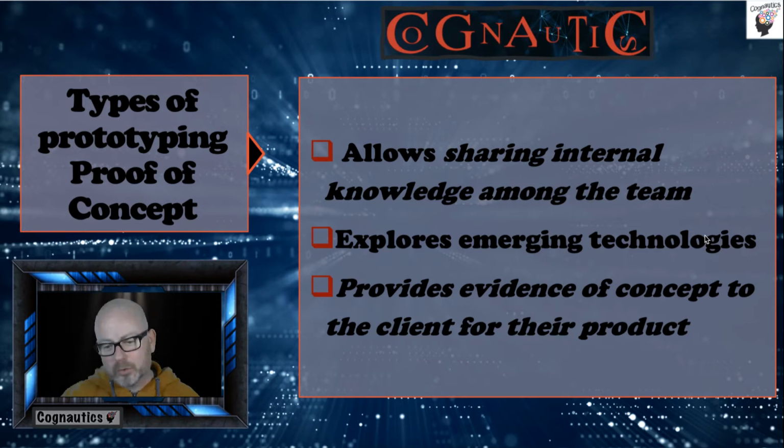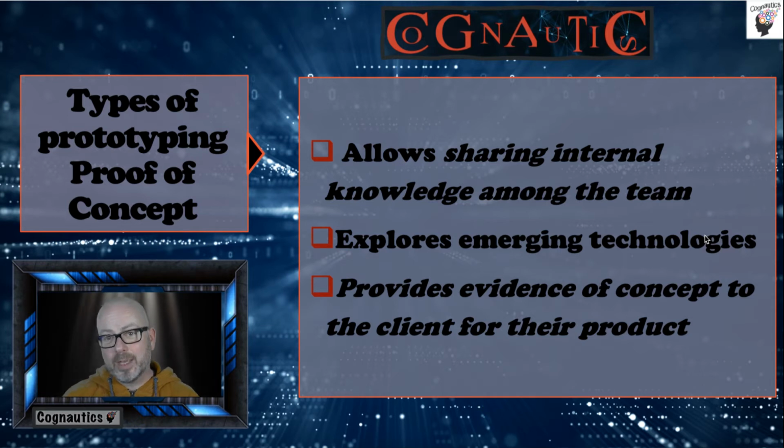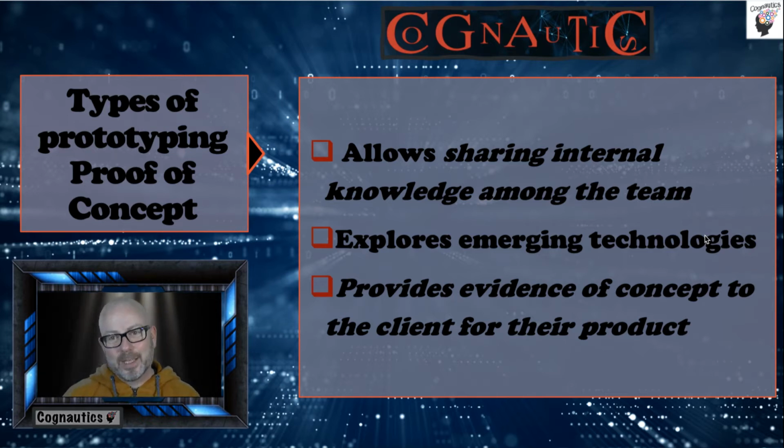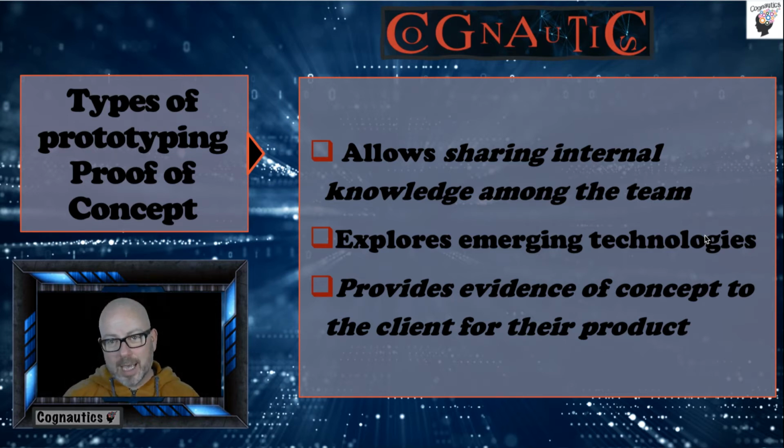This working model allows you to share knowledge among the team. So for example, you could take your proof of concept and share it among your team, and that allows them to gain a deeper understanding into what you're trying to produce. And you can therefore get feedback and get ideas and possibly improve the product and move on to the next iteration. It allows you to explore emerging technologies. How can emerging technologies be used within this product?